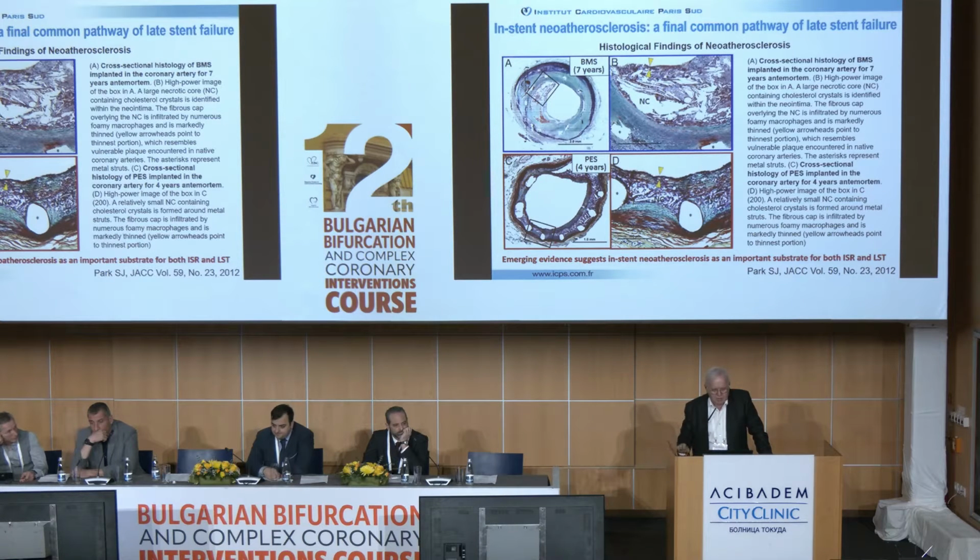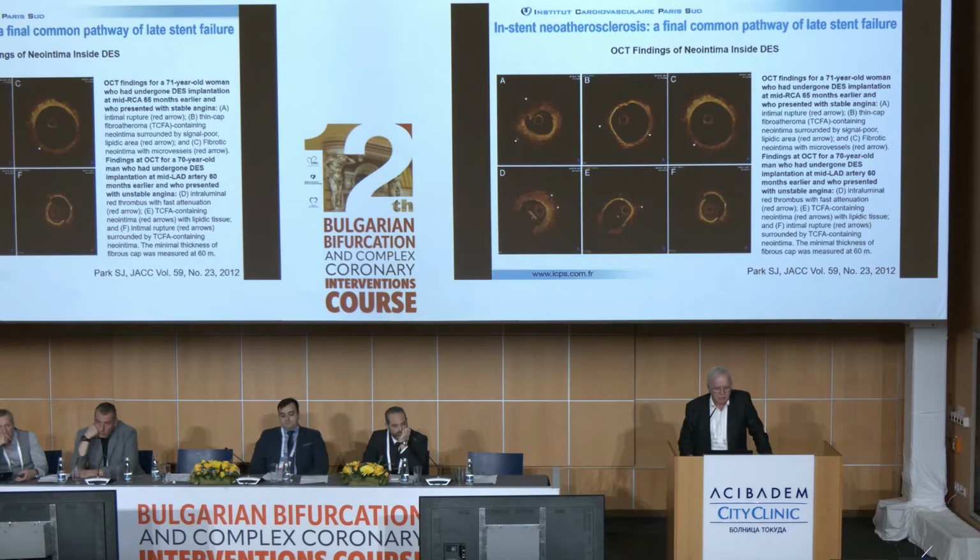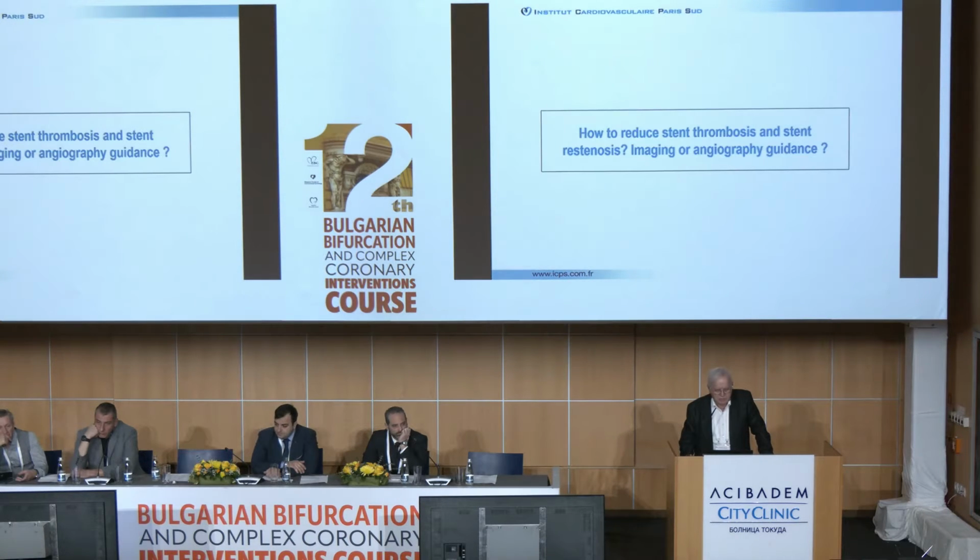Histology, again from Seung-Jung Park, showing the neoatherosclerosis that you can see here on the crown of the stent strut, and inside the stent strut, a typical neoatheroma, sometimes with rupture, with cholesterol crystals, and so on. And we can skip this also, saying the same.